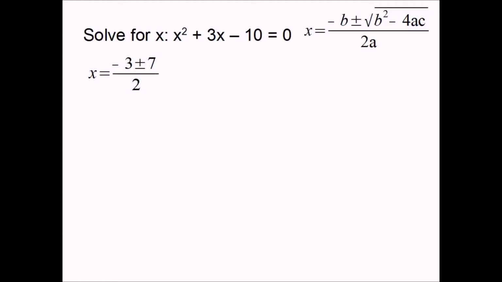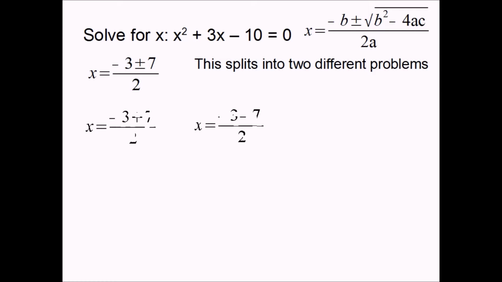That plus or minus confuses people at the beginning, but really all that means is that this splits into two different problems. We have x equals negative 3 plus 7 over 2, and we have x equals negative 3 minus 7 over 2. We deal with those separately. I'm going to start with the one on the left, for no apparent reason. Negative 3 plus 7 is 7 minus 3, which is 4. So we get 4 over 2. Well, 4 divided by 2 is, of course, just 2. But that's much prettier looking.